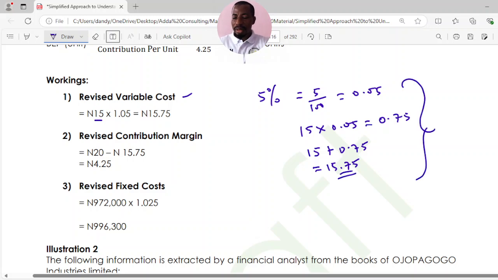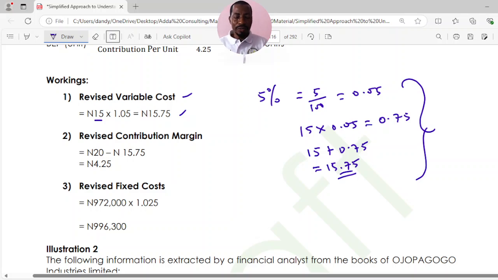So there's no need to be doing all of this. It's a stress. You already know that the variable cost will increase by 5%. The 15 is 100%, which is 1, and the 0.05 is the increase of 5%. Therefore, 15 multiplied by 1.05 will give me 15.75. That's what you should do. You can't be doing all this primary school stuff. It's a waste of time.